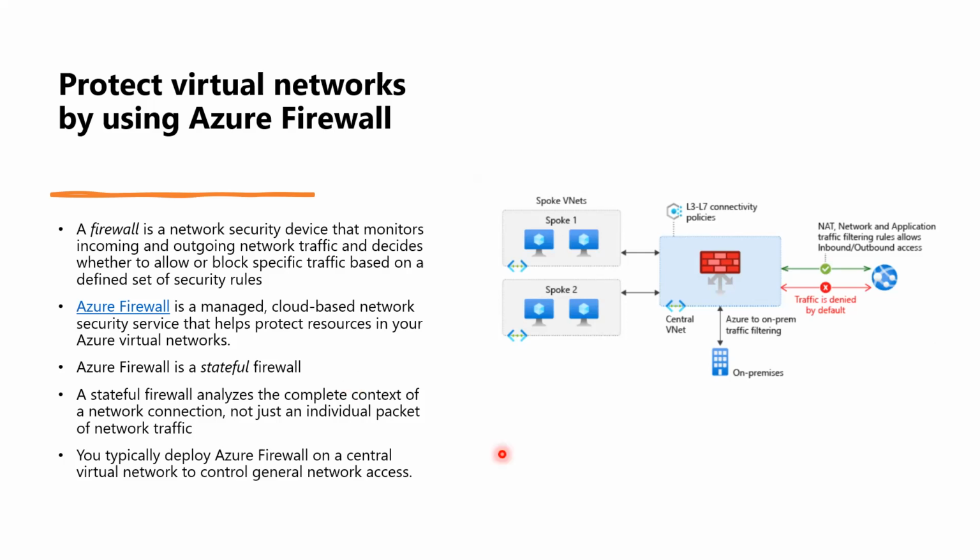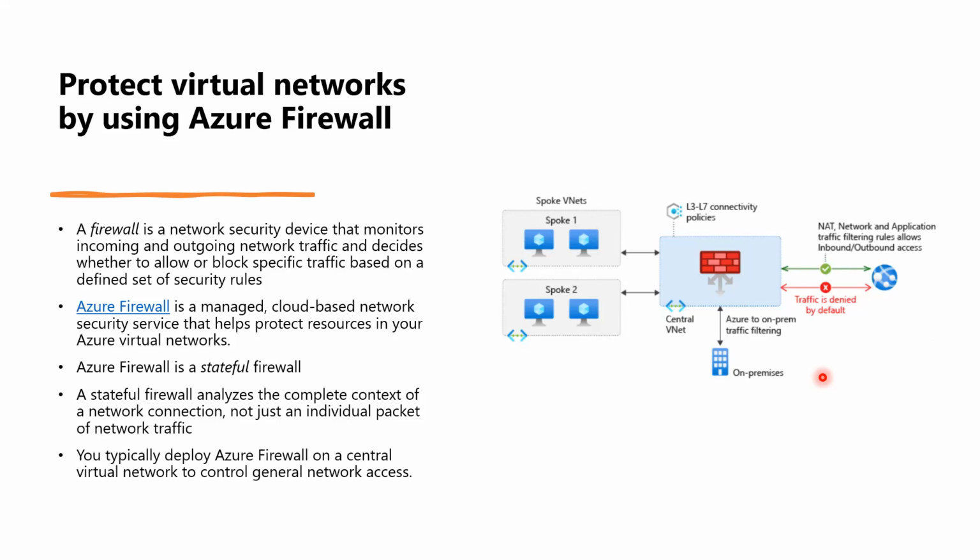Also, in the VNet architecture, the very famous and recommended architecture is known as hub and spoke. Most organizations on Azure as of now prefer hub and spoke architecture compared to any other architecture. So what happens? In a hub and spoke architecture, you will not be deploying firewalls in the spoke virtual networks. It will only be deployed in the central, or hub, virtual network.